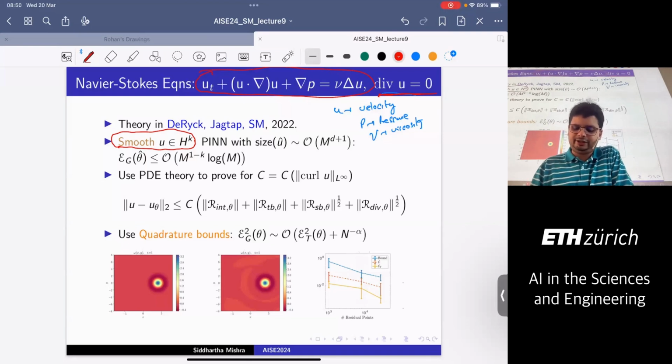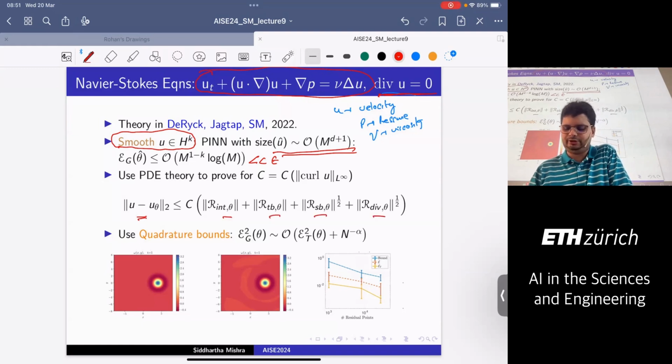And nevertheless, if they are smooth, in the sense that the kth derivative is square integrable, then the PINN has a certain size and the error can be made as small as possible, just by taking larger and larger neural networks. Okay, so in principle. But remember that in practice, we have to argue that the total error, this guy here, is related to the residuals. So these are the residuals for the different objects here. And this can be done. This has been done in this paper, for instance.